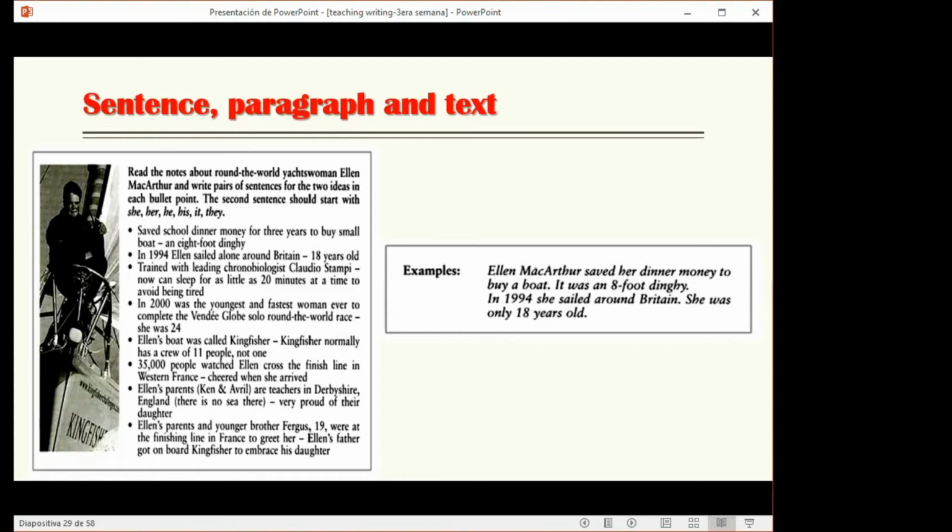In 1994, she sailed around Britain. She was only 18 years old. She, instead of repeating Ellen MacArthur, so the person uses she. She sailed around Britain. She was only 18 years old.